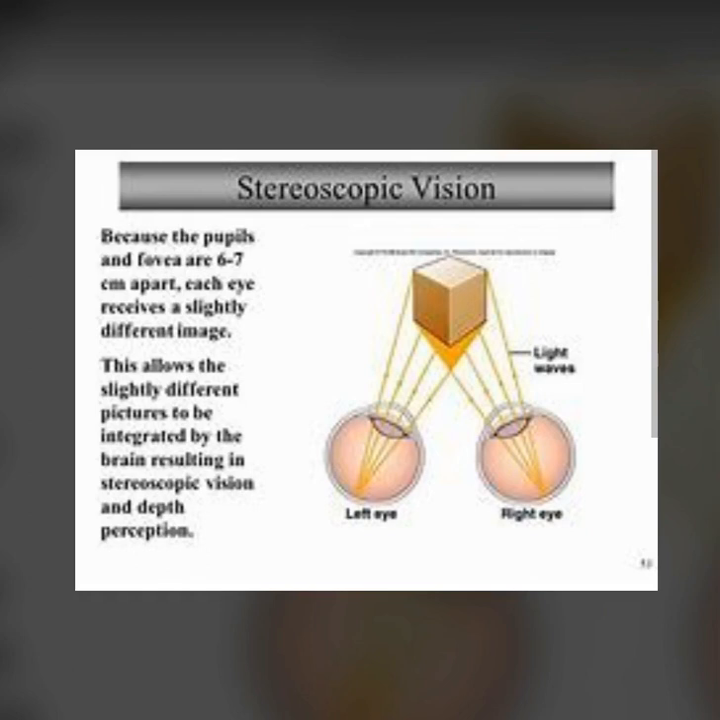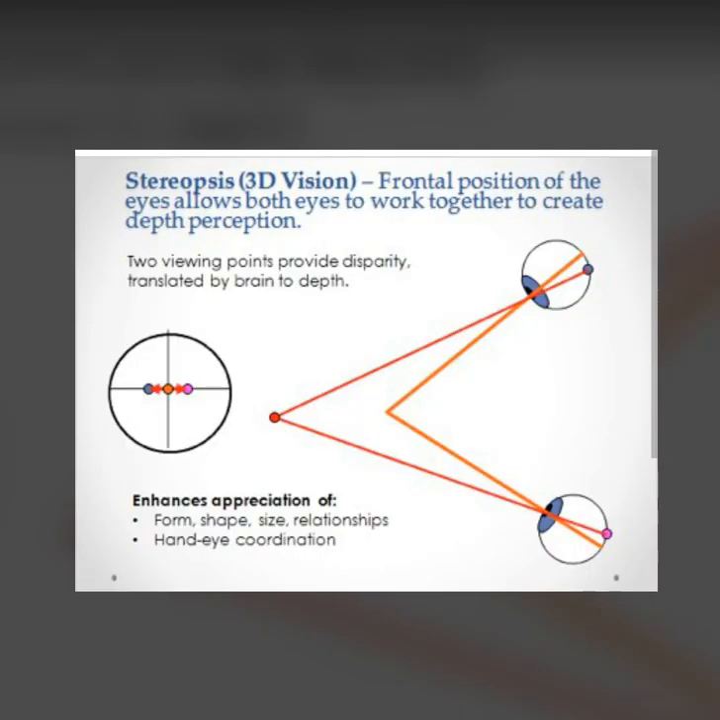The next picture explains the stereoscopic vision that we have, because the eyes are 6 to 7 inches apart, and as it says there, this allows the slightly different picture that is integrated by the 2 eyes.